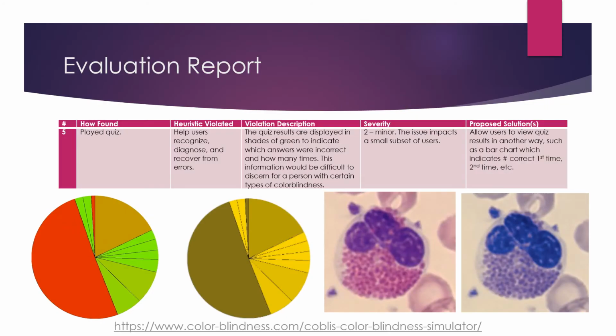I did find one issue, which is when I'm playing the quiz, results are shown in these different shades of red and green, and there's a really cool website that will let you do a color blindness simulator. It will tell you what this would look like to a red-green colorblind person, and it is really hard to differentiate.